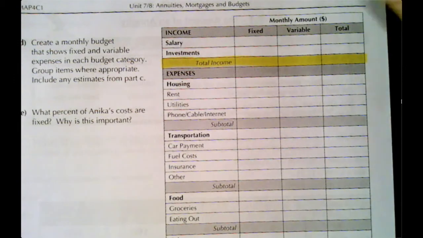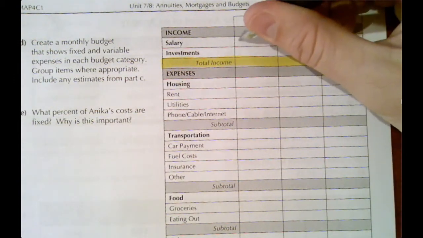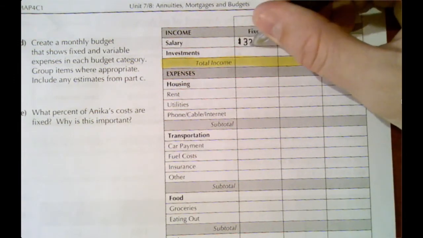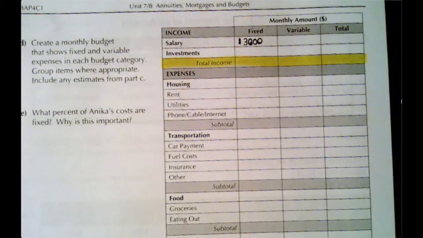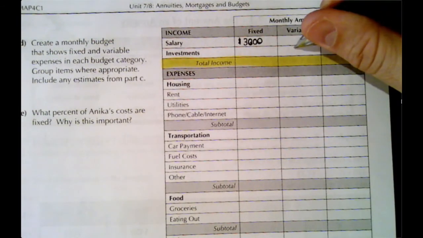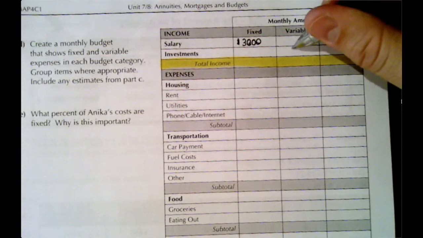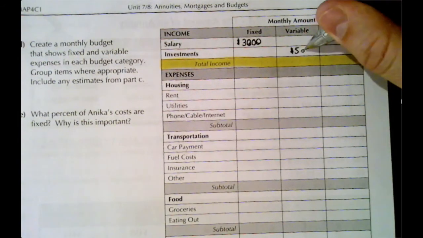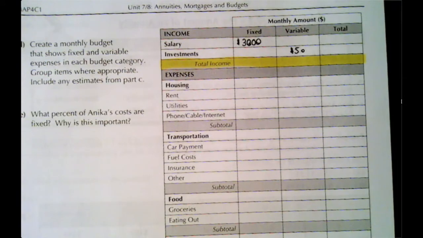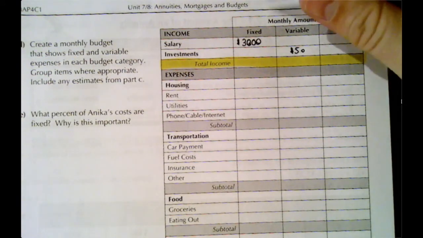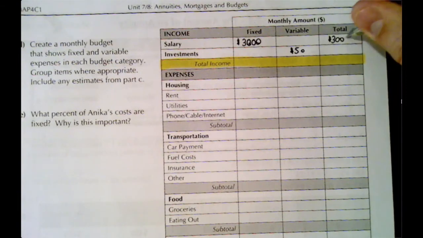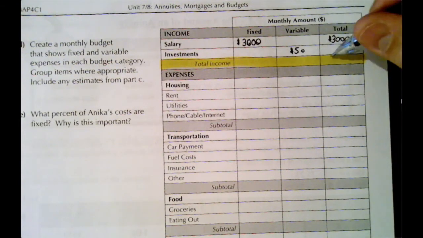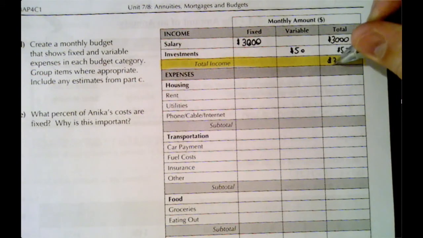Let's start. We have a salary of $3,000 every month. And we earn $50 from investments. Let's say that's variable. That changes. We'll just say $50 is the average. So our total salary is $3,000 and 50 from investments for a total income of $3,050.